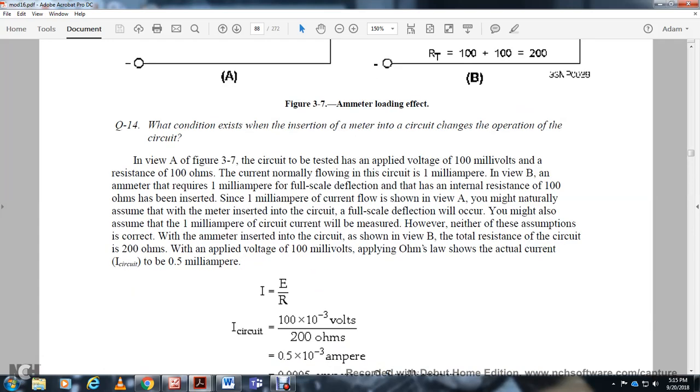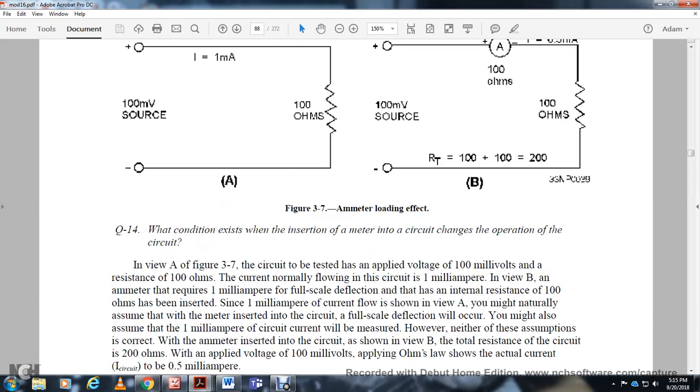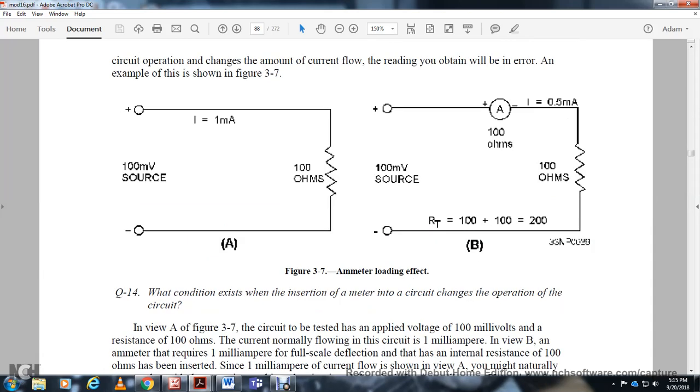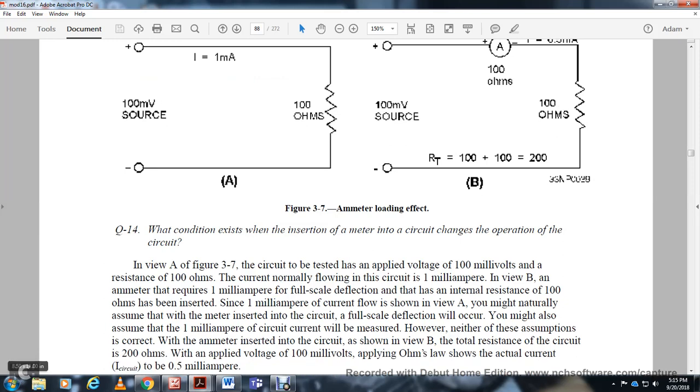In view of figure 3.7, the test circuit is applied with a voltage of 100 millivolts across a resistance of 100 ohms. The current normally flowing in the circuit is 1 milliamp. In view B, the ammeter required, with 1 milliamp of full scale deflection, has an internal resistance of 100 ohms. Inserting it into the circuit, the current flow shown in view A is normal. You might assume the meter inserted in the circuit will give full scale deflection, or that 1 milliamp of current will be measured, but neither of these assumptions is correct.